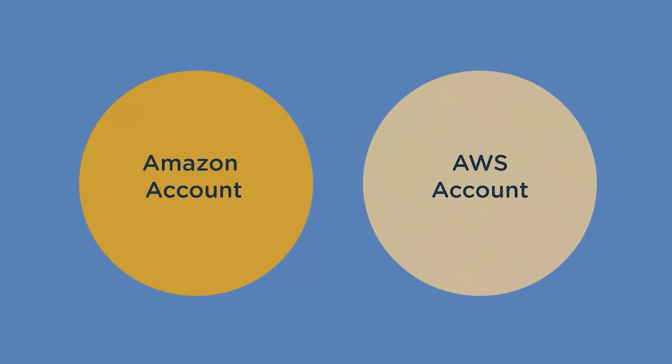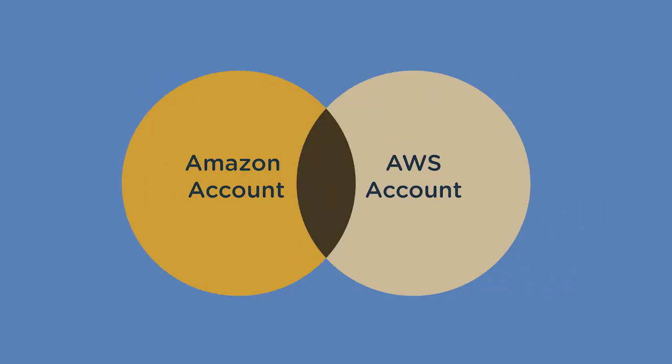Well, you use an Amazon account to shop at Amazon.com and you use an AWS account to manage AWS services like S3 and EC2. They are entirely different accounts that are used for entirely different purposes, except for one thing. Your Amazon account and your AWS account share the same login information. The email and password you use for one will be the same email and password you will use for the other. Even though there are two different accounts, you only need to remember one password.